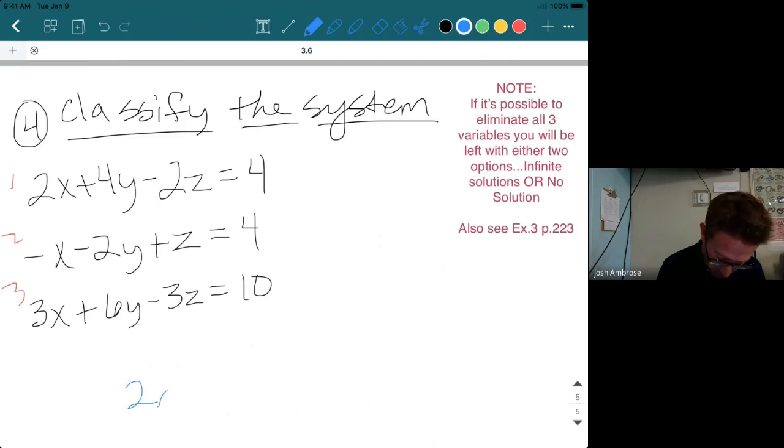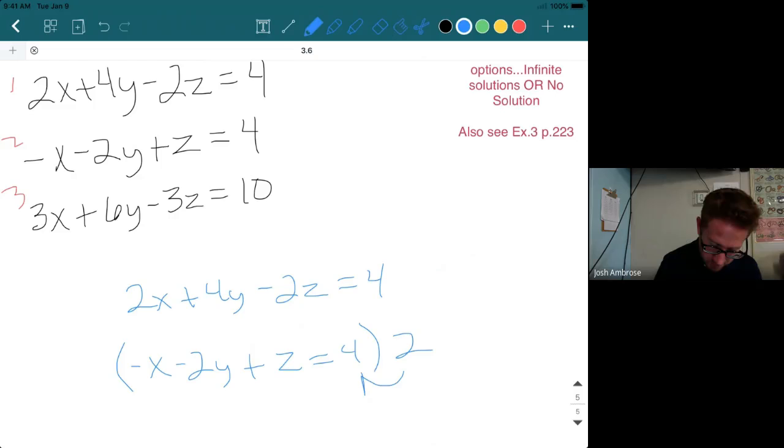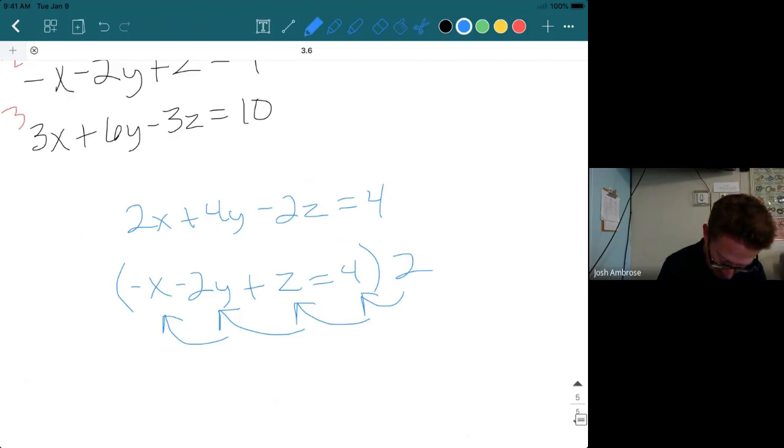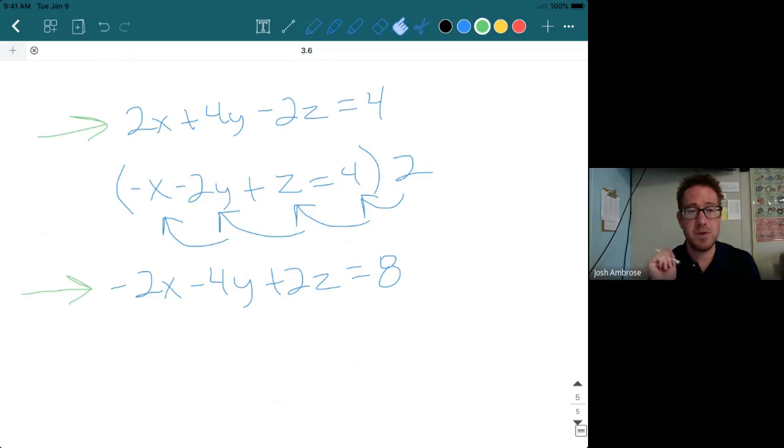We have equation 1, 2x plus 4y minus 2z equals 4. And then I'm going to put in parentheses negative x minus 2y plus z equals 4 and multiply everything by 2. All right. That is now going to give me a negative 2x minus 4y plus 2z equals 8. All right, now what you should be looking at here is this equation right here, this equation right here. Okay, because what you need to see, if you look really closely, every variable again matches up.